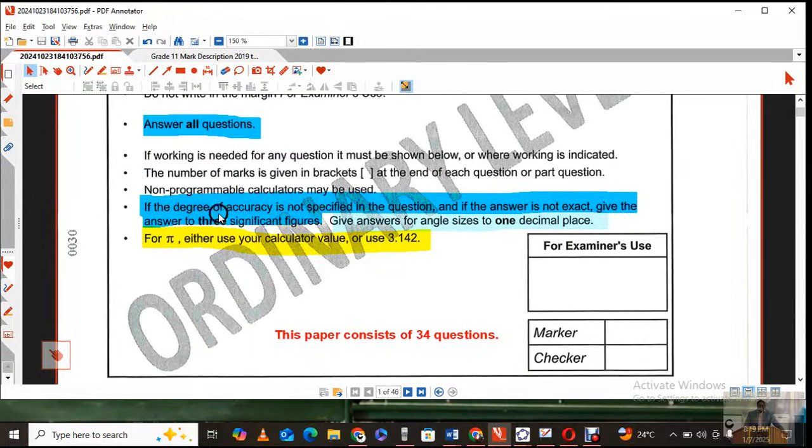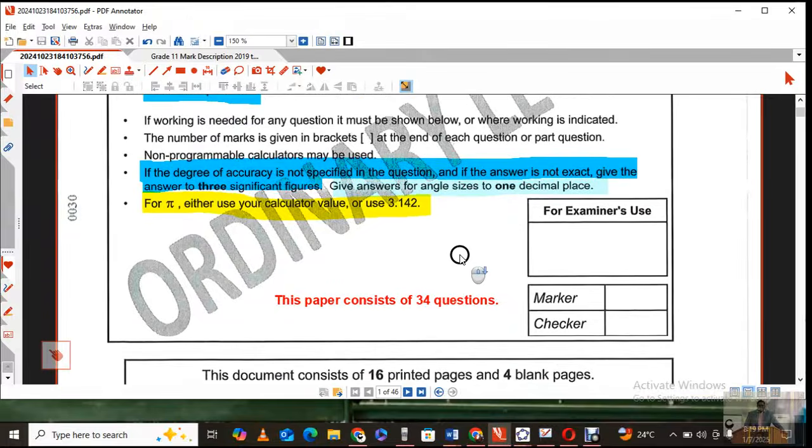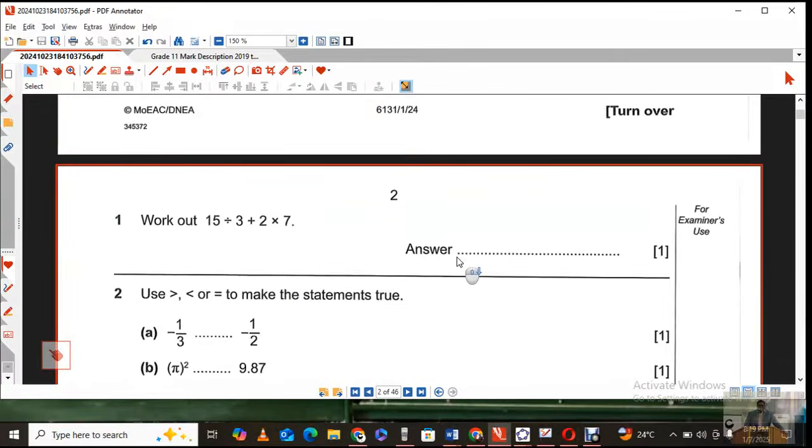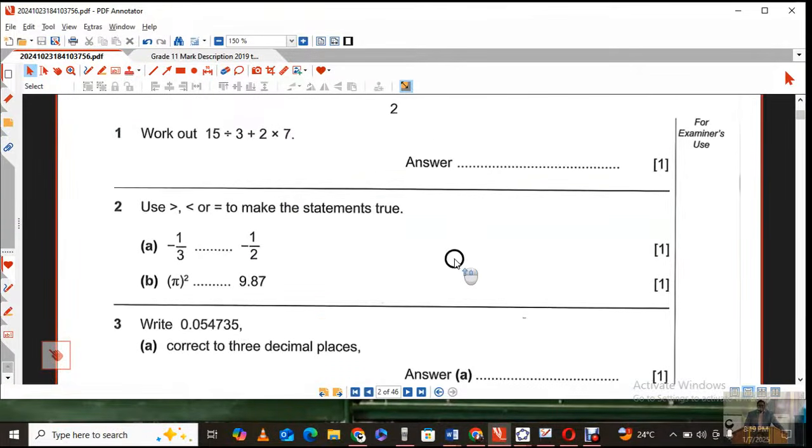And then if the degree of accuracy is not specified in the question, and if the answer is not exact, then you need to give your answer to 3 significant figures. And when you're dealing with angles, you give them to 1 decimal place, and this is now the angles in degrees. And then for pi, you're either advised to use your calculator value or to use 3.142. All right, now that you acquaint yourself with that, I think we can just dive into this.